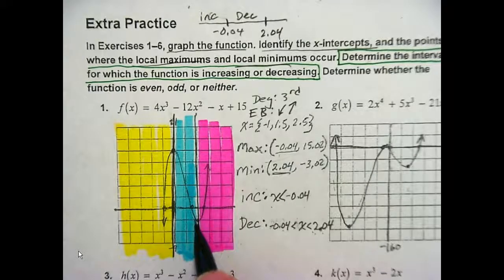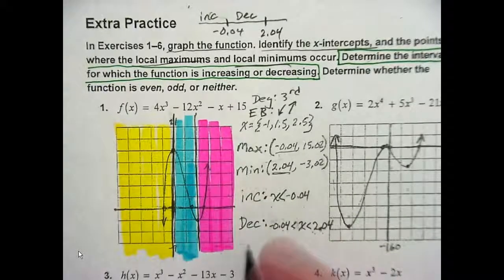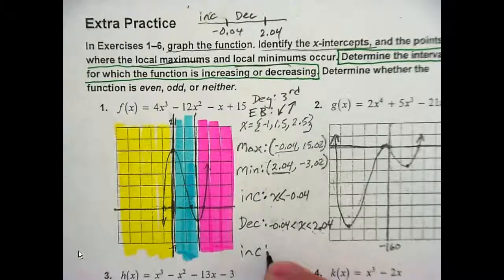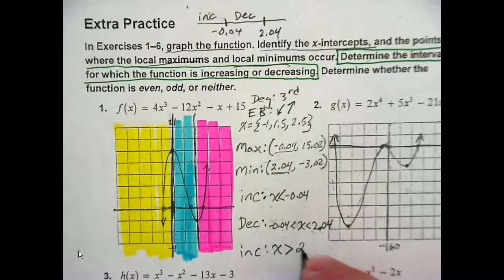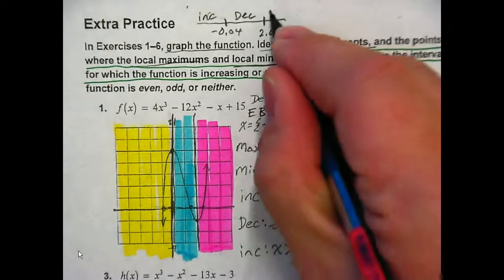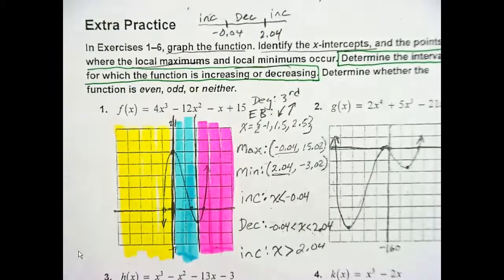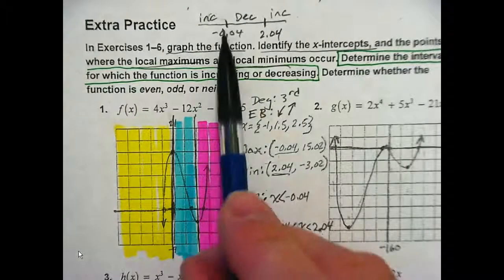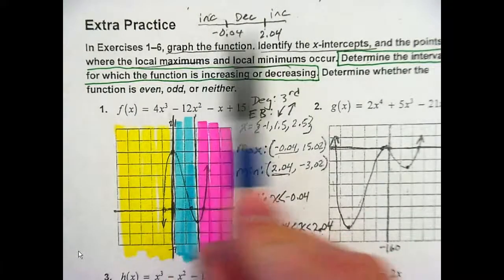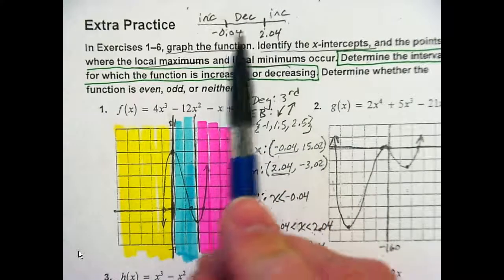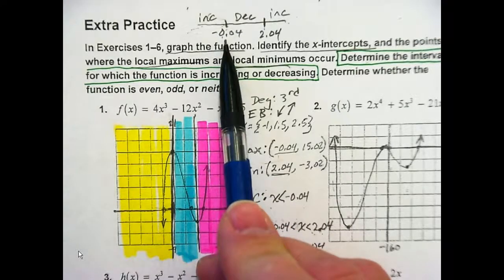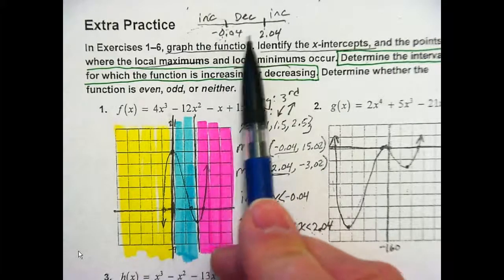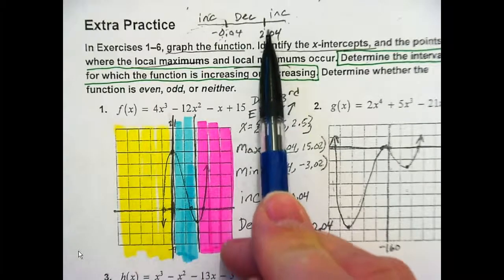Now from there, what's happening? Good. We start increasing again. So we increase again when x is bigger than 2.04. So if you think of it on your number line again, it's increasing. So really, you could use a number line approach on this. Using my x-axis as a measuring stick, it's increasing prior to negative 0.04. It's decreasing in between negative 0.04 and 2.04, and then it's increasing again.